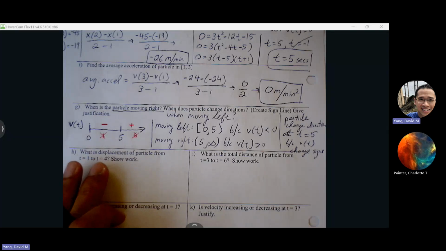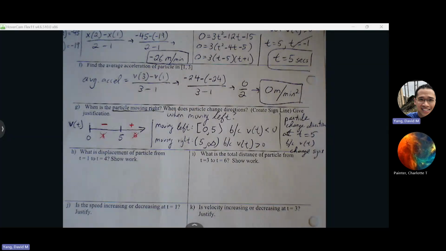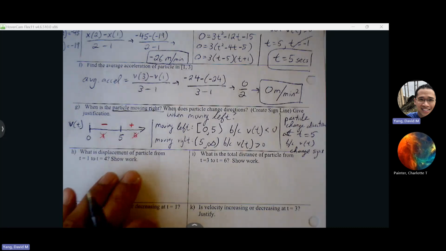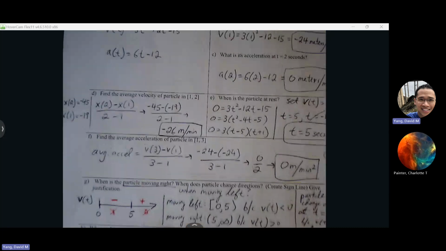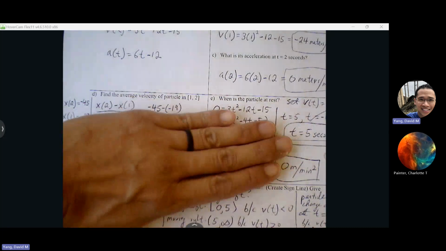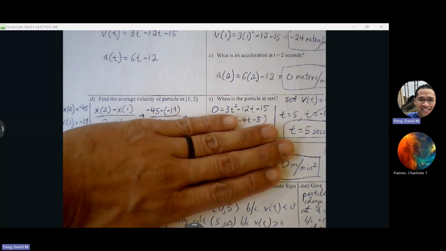Part H, any questions so far? Up to part G. Part H, what is the displacement of the particle from 1 to 4? So displacement is basically just the numerator of your average velocity. It is just your change in position, and that's it. There's no time component. It's just change in position.